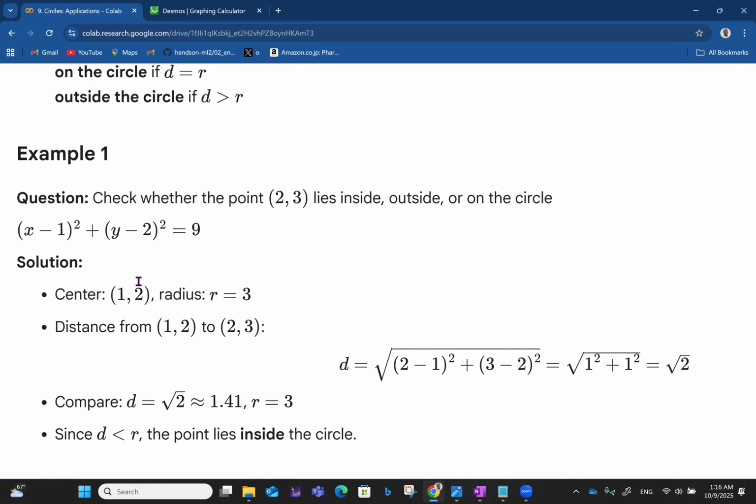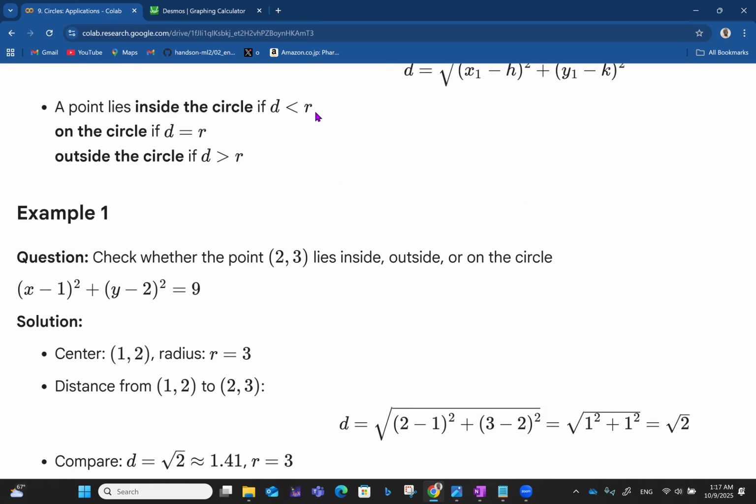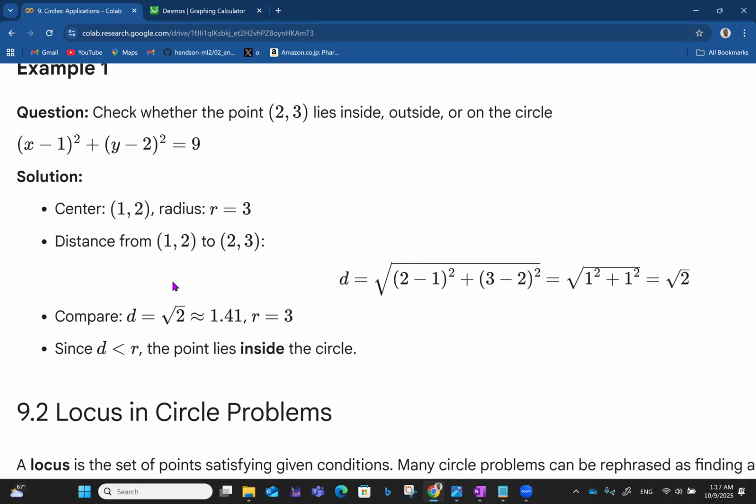Now the distance from this center (1, 2) to the point (2, 3) can be found as the square root of (2 minus 1) squared plus (3 minus 2) squared. That will be the square root of 1 squared plus 1 squared, that's root 2. So d is root 2, which is approximately 1.41, and r is 3. Because the distance is less than the radius, we can say that the point (2, 3) lies inside the circle.